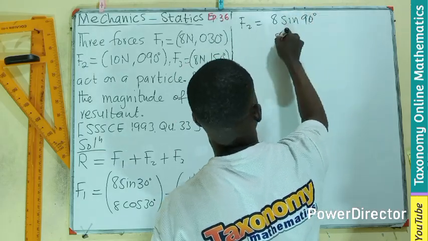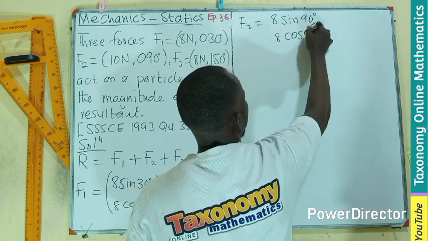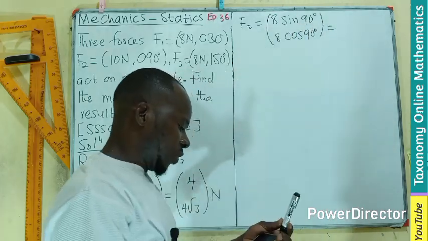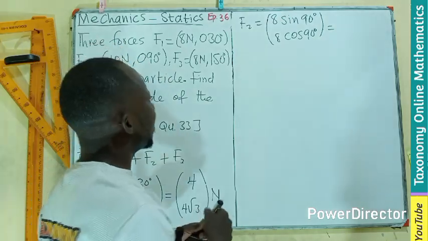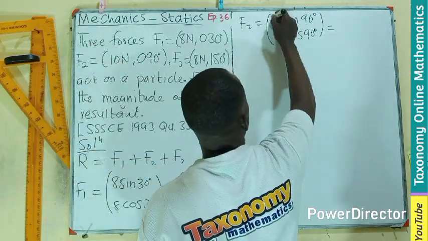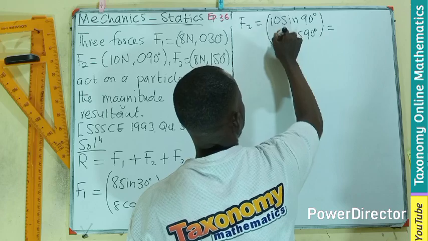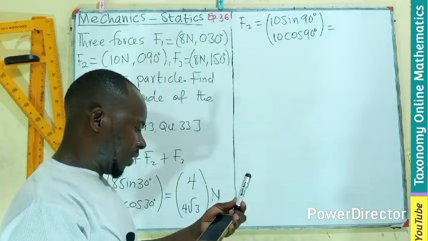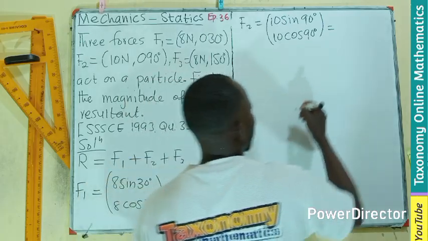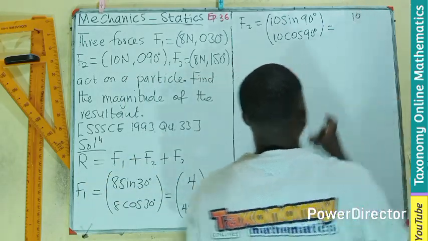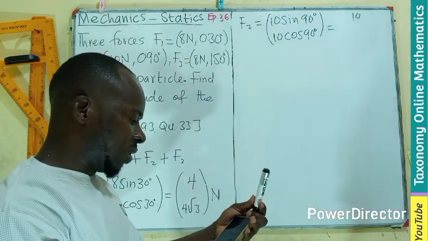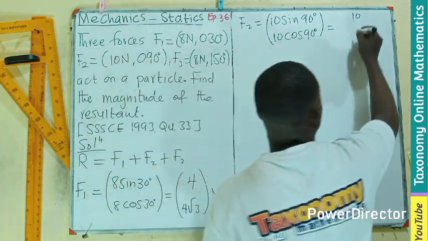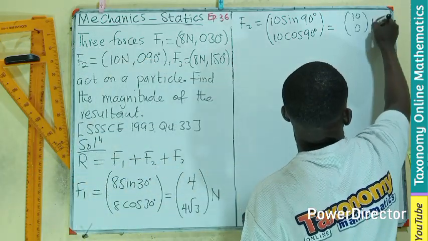Let's pick force number 2, which has a magnitude of 10, with 10 sine 90 degrees, 10 cos 90 degrees. Let's resolve that. The 8 was the first one, so we have 10. 10 sine 90 will give us 10, since sine 90 is 1. Then cos 90 should be 0. So the downward part is going to be a 0 component.